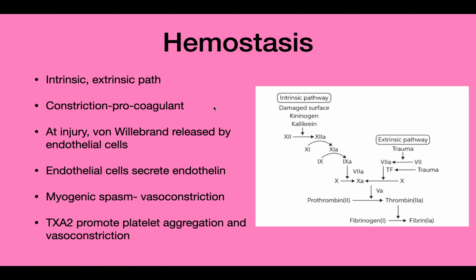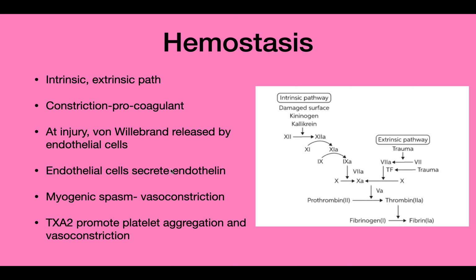Okay, so hemostasis, you should know the intrinsic and extrinsic paths. Intrinsic are all the numbers except for factor 7. Factor 7 is the only extrinsic path. They are going to release procoagulants, especially von Willebrand factor. Those are released by the endothelial cells.